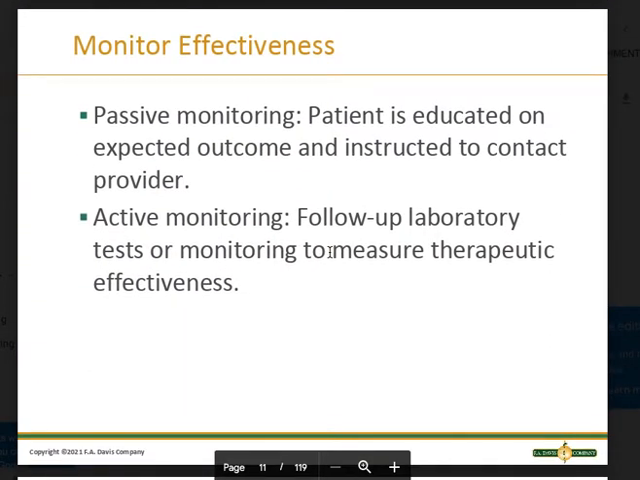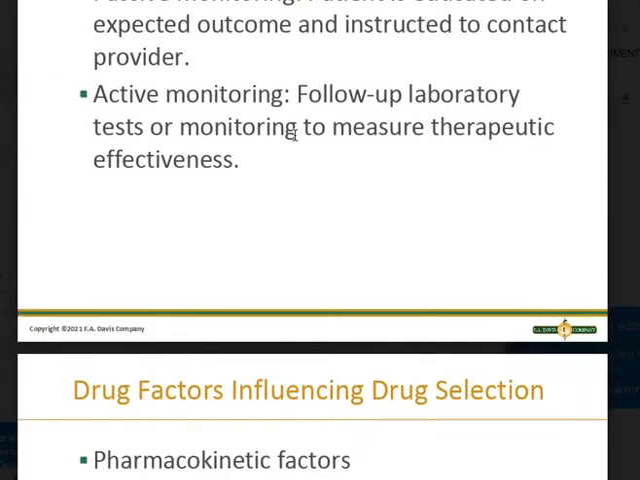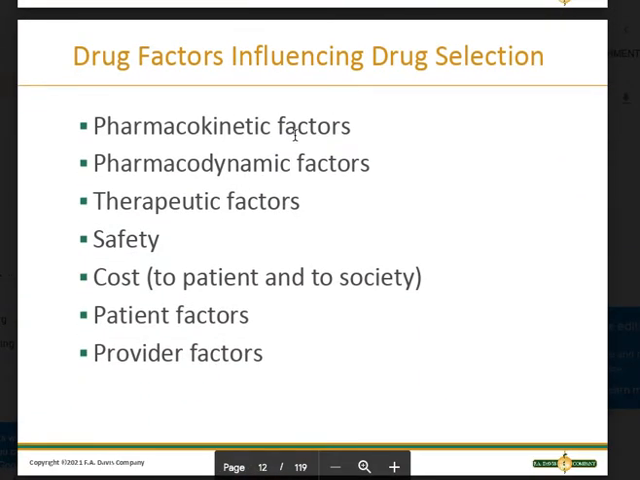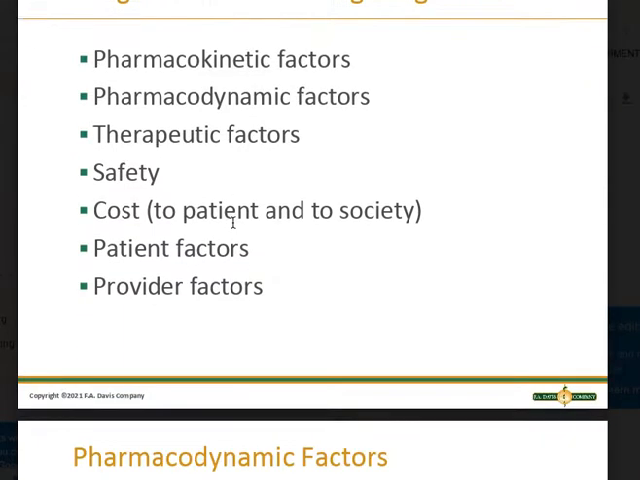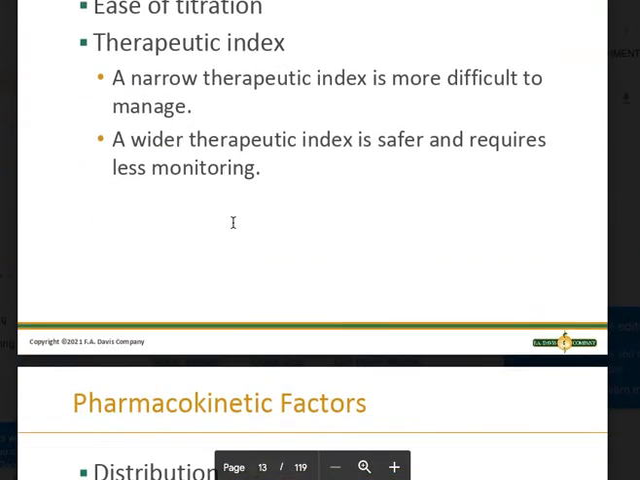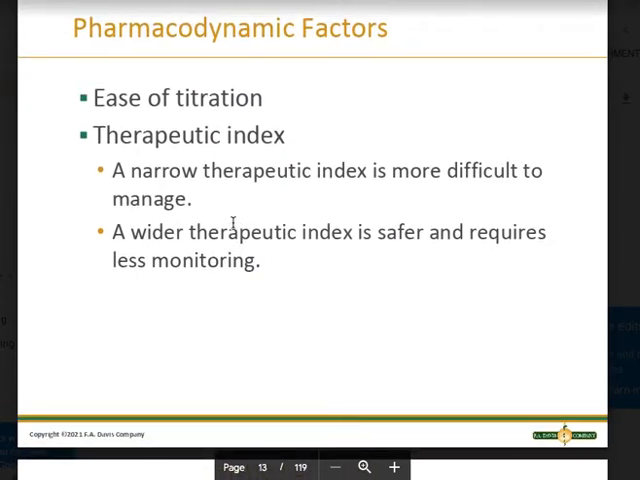Monitoring effectiveness, you have passive monitoring, so the patient knows what to expect, and active monitoring, which is checking labs at follow-up. You have a lot of drug factors that influence drug selection. You can go through these, most of them are self-explanatory. Your book goes into more detail on this, and these slides go more in depth.